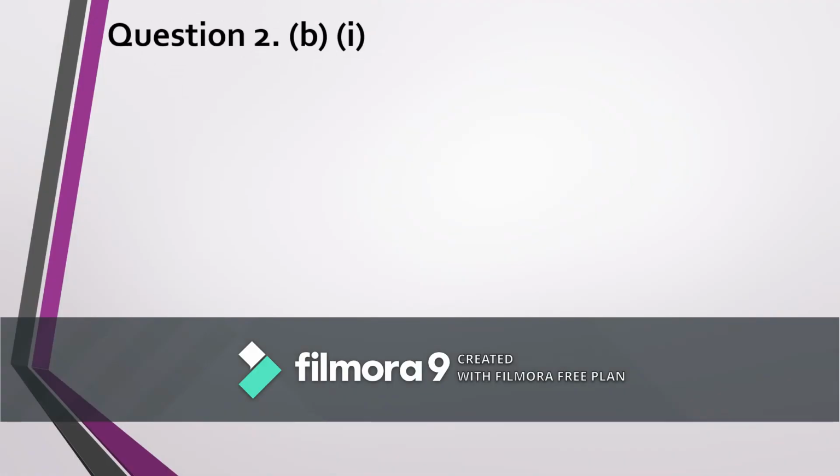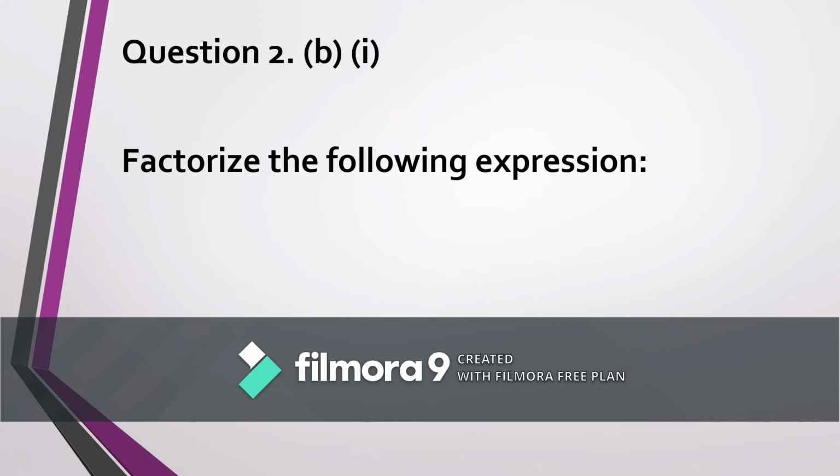So let's move on to our second part, our second question here. Factorize the following expressions completely. The first expression we have: factorize 8p squared minus 15pq.